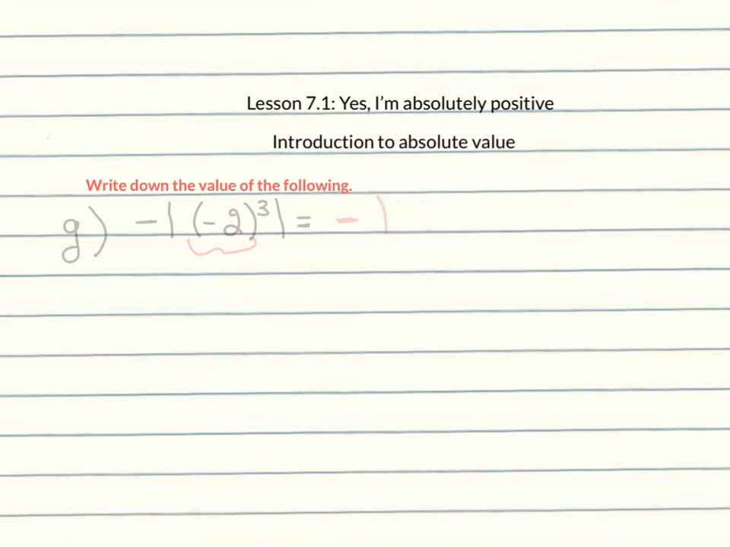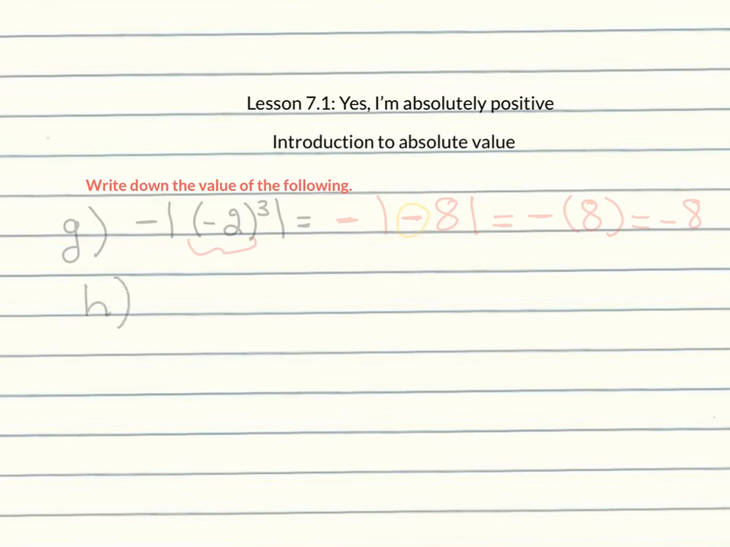Negative 2 to the power of 3 is negative 8. Now here we have a negative inside the absolute value. This is the one that we change. So the negative outside stays as is. Removing the absolute value to get a value of 8. Negative multiplied by a positive value, the final answer would be negative 8.